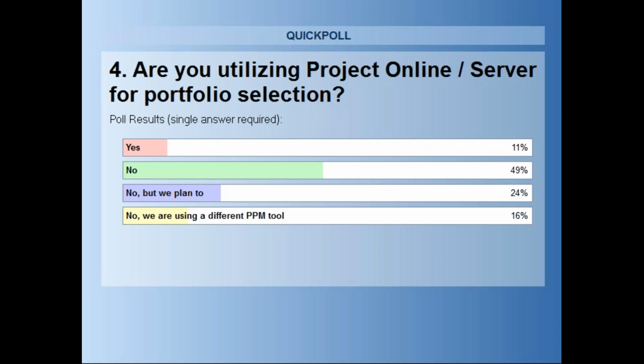24%, great, no, but we plan to. So that's a significant portion that are using Microsoft but not using these capabilities, but 24%, that's great that you are. And 16% using different PPM tools. So maybe you're evaluating the Microsoft PPM platform, and hopefully you've seen at least how the solution addresses parts of demand management, but more importantly, portfolio selection.